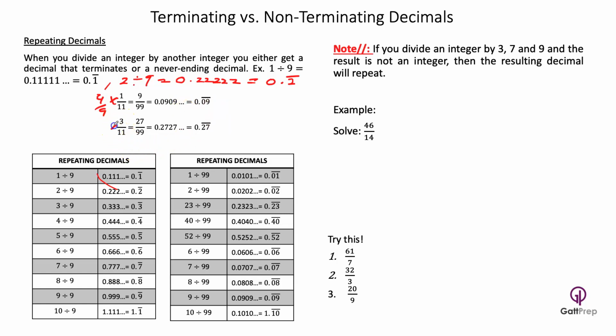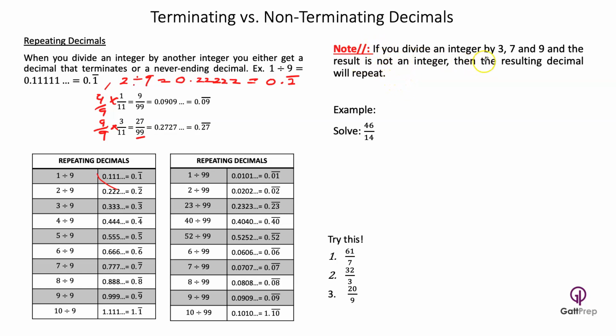Similarly, you have 3 over 11. We can decide to multiply this by 9 over 9, a placebo fraction. 9 times 3 is 27. 9 times 11 is 99. And this gives you 0.27272727. So this can help you to simplify fractions or convert fractions to decimals in a very simple manner.